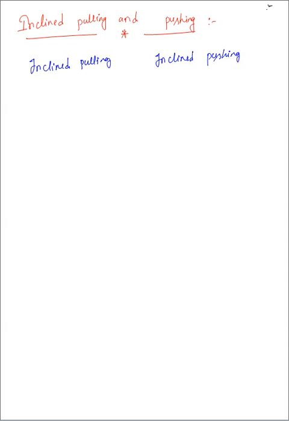So let me take one surface here, a rough surface. We are having one object of mass m here. We are pulling it by applying some force F in this direction. It's making an angle theta with the horizontal. If you break F into two pieces, here you will get F cos theta, and here you will get F sin theta. This direction gets F cos theta, and this direction gets F sin theta.